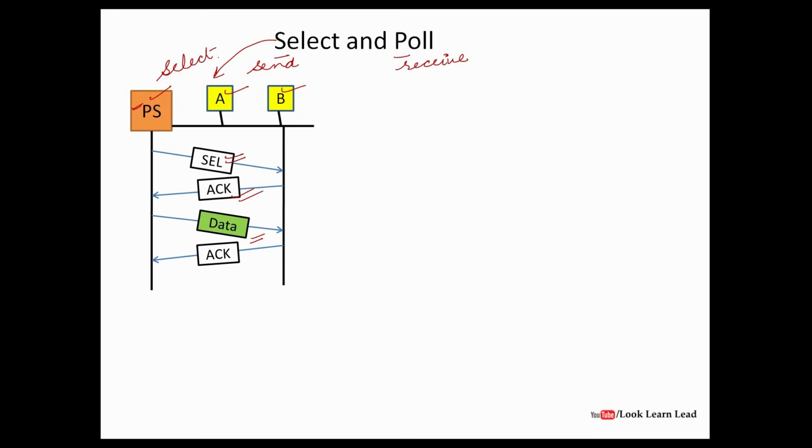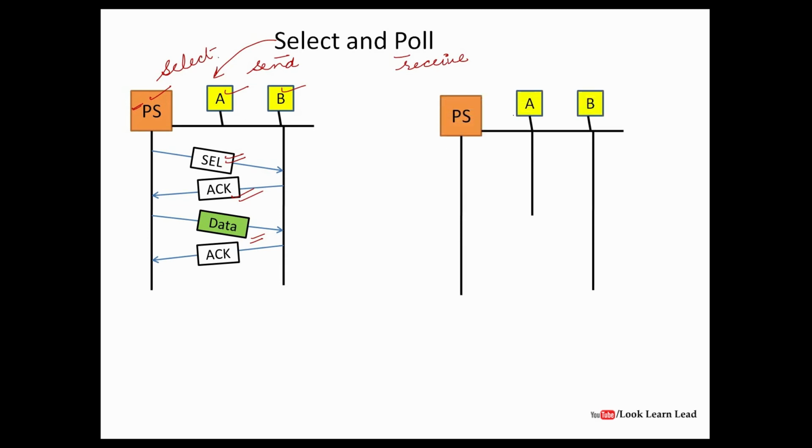Okay, now let's see what is poll. In poll, the primary station wants to receive data. So it would first send a poll to A, that is, I am ready, I want to receive data. At this point of time, A sends a negative acknowledgement, that is, I have no data to send. Negative acknowledgement means A has no data to send.